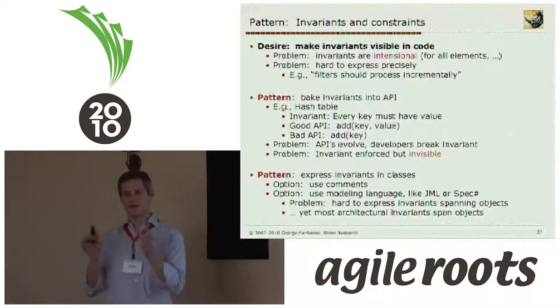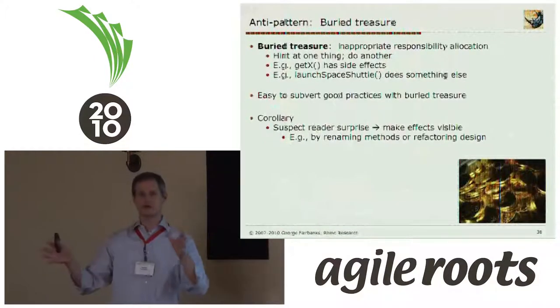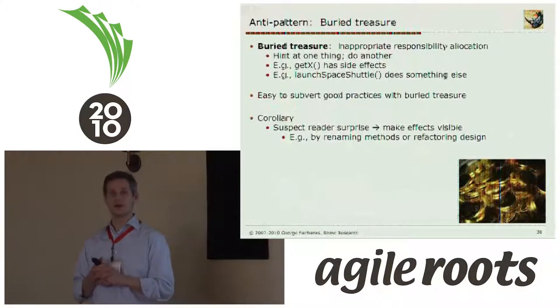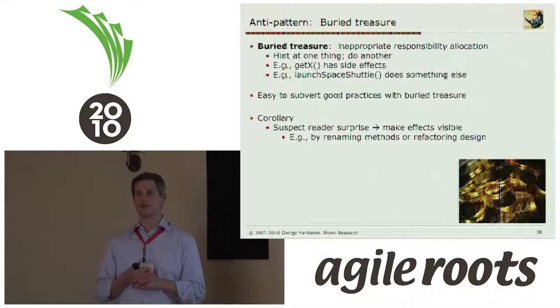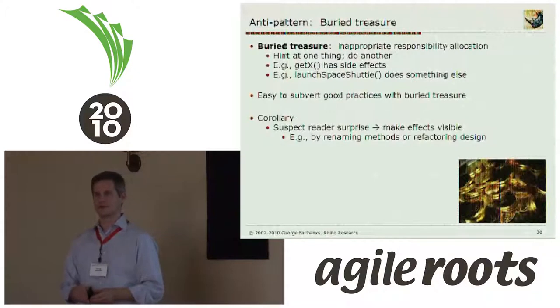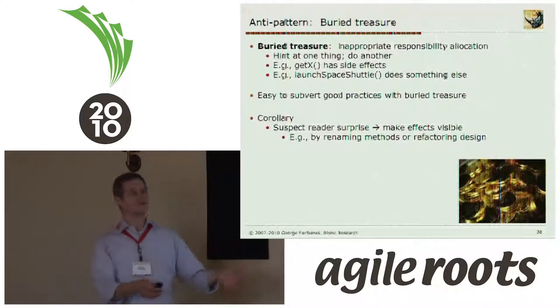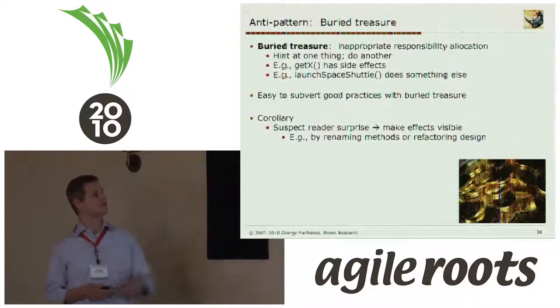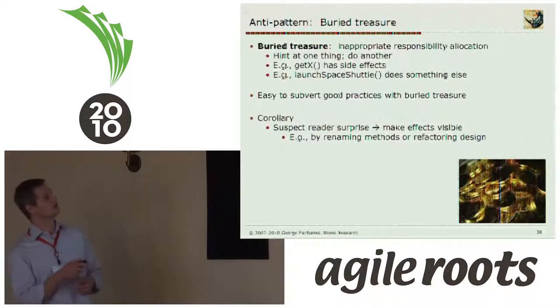Okay. Anti-pattern: buried treasure. Now, if I use a naming convention like launch space shuttle for a method, you get a pretty good idea of what responsibility that method has, right? Now, what if this thing actually calculates my bank balance and I call it launch space shuttle? Okay, I'm going to call that buried treasure, right? Because you think that it's going to do one thing, but it's really going to do something else. Don't surprise the reader. I'm 2 minutes over, so I'm going to go real fast.